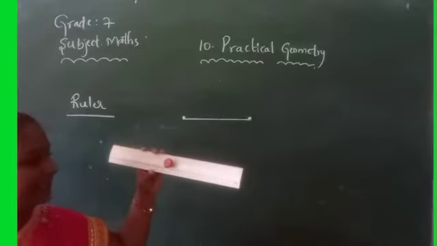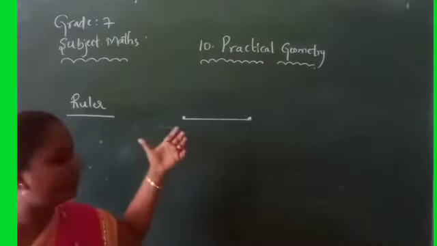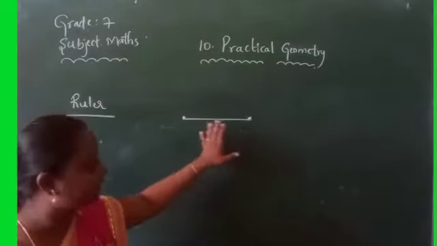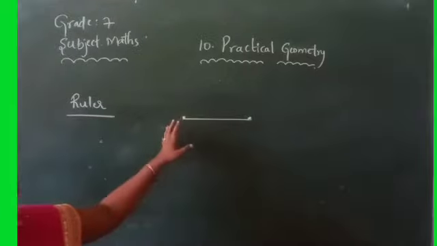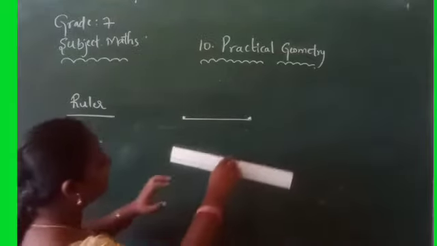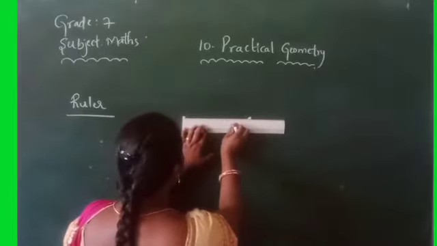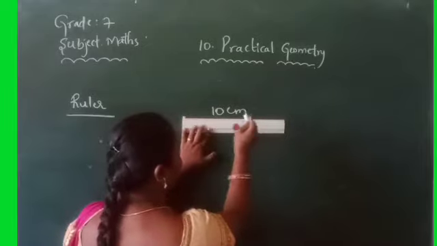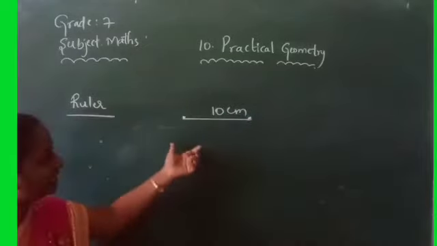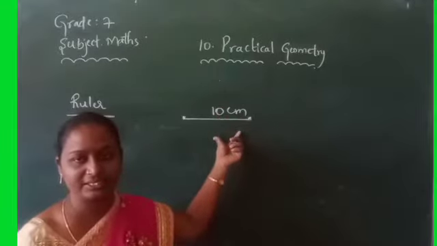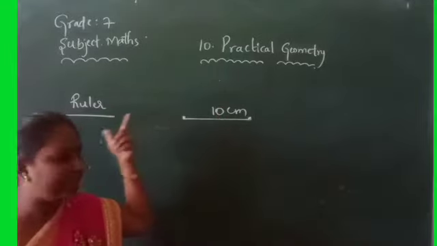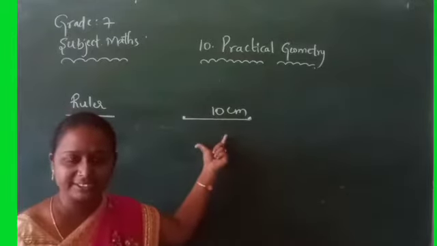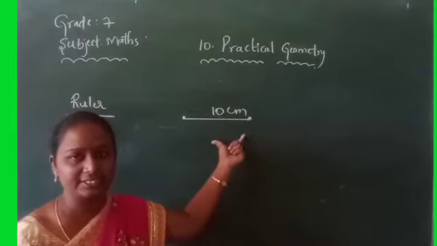Now tell me, what is the use of this ruler? We can draw the line segments. Okay? We have to draw the line segments and tell how much length it has. Yes, 10 centimeters. You have to start from 0 to 10. The total length of this line segment is 10 centimeters. For that purpose we are using this ruler. The main use of this ruler is to draw the line segments and to measure the lengths also.